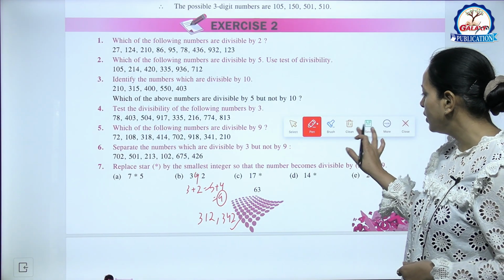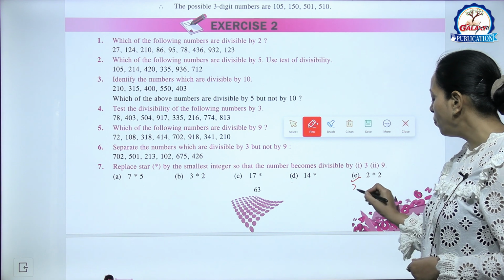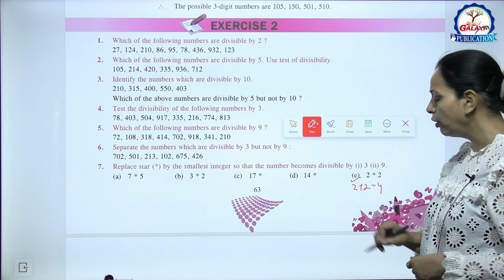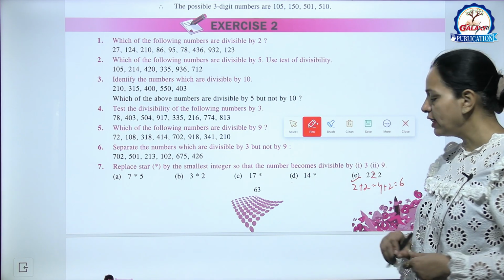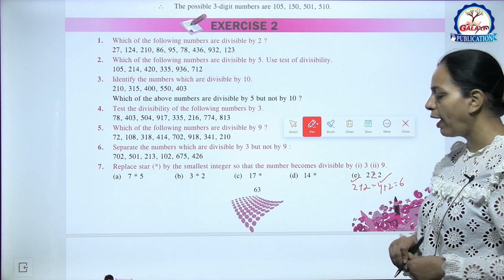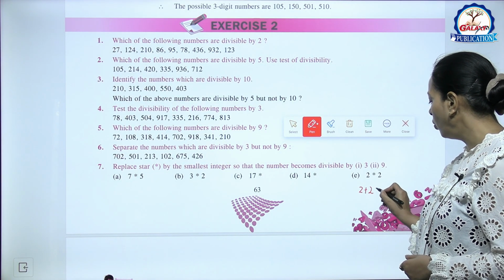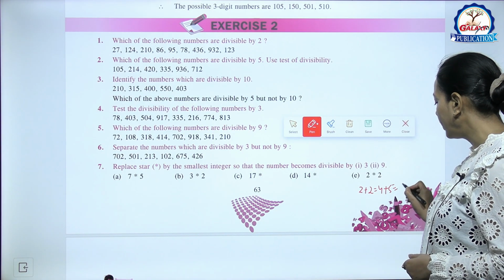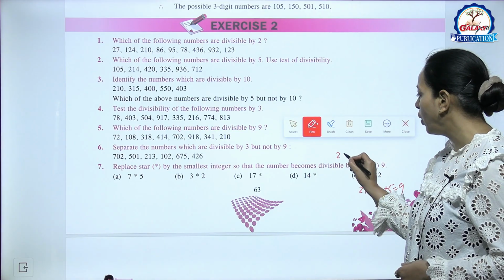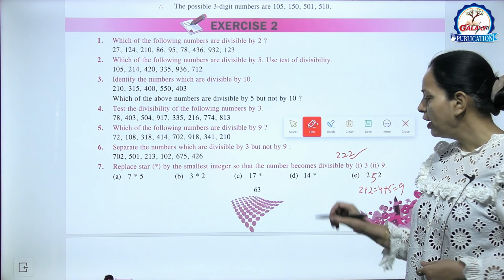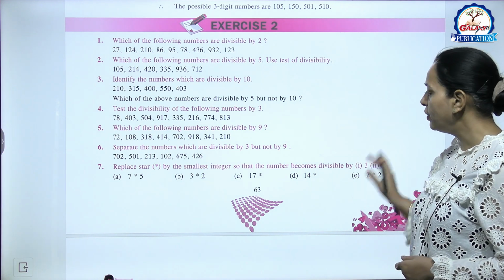Okay. Now similarly you can try, like here E part 2, 2 and star. So 2 plus 2, that is 4. So 4 plus 2, it becomes 6. So we will write here 2. So this number is divisible by 3. Now for 9, what to do? 2 plus 2, 4. 4 plus 5, that is 9. तो यहाँ पे हम लिख देंगे 5. 222 by 3 and 252 by 9. Okay, so I hope these are clear to you.